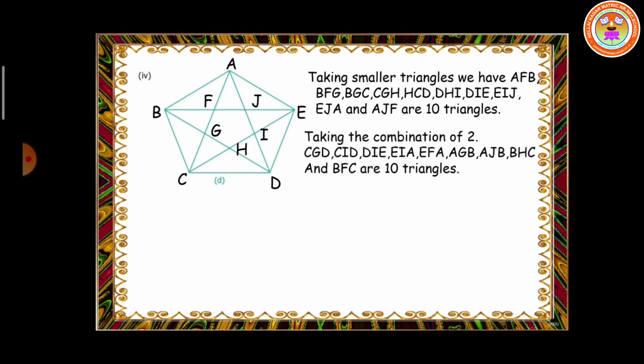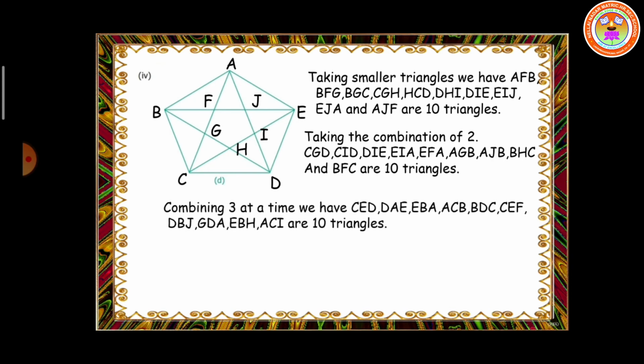Taking the combination of 2: CGD, CID, DIE, EIA, EFA, AGB, AJB, BHC and BFC are 10 triangles. Combining 3 at a time, we have CED, DAE, EBA, ACB, BDC, CEF, DBJ, GDA, EBH, ACI are 10 triangles.